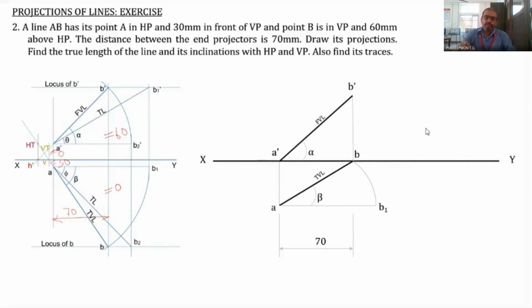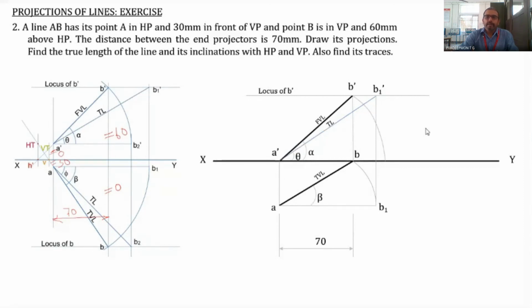So B1 we obtained, then the locus of B dash we found out, and then from B1 we project B1 dash. So we obtained B1 dash, then join A dash with B1 dash. This length A dash B1 dash will give you the true length as well as the true inclination with the HP. So that is theta.